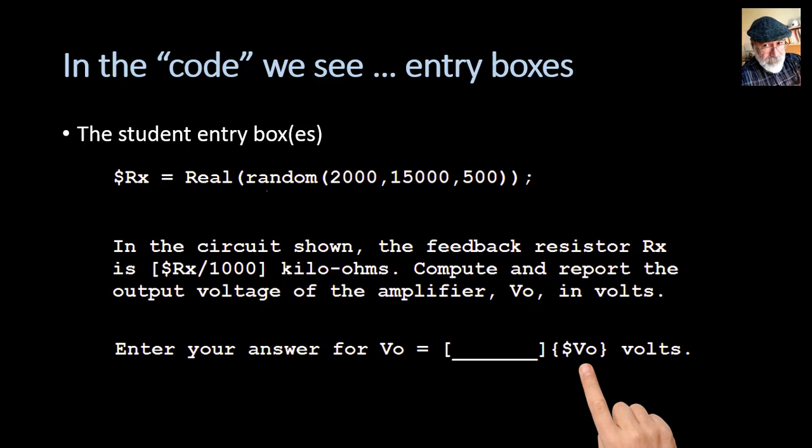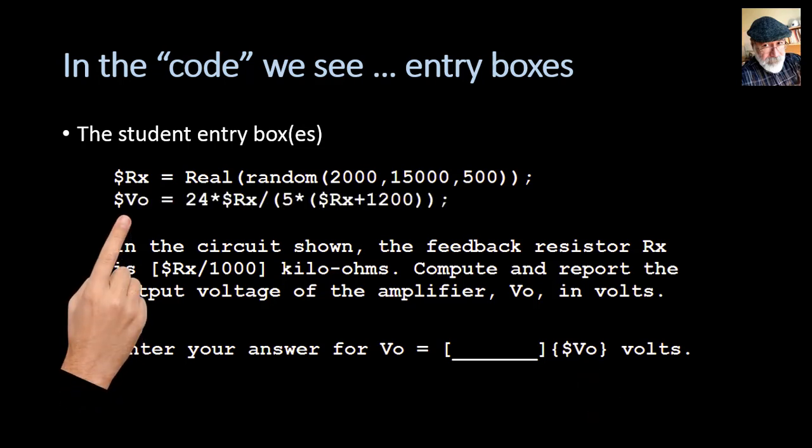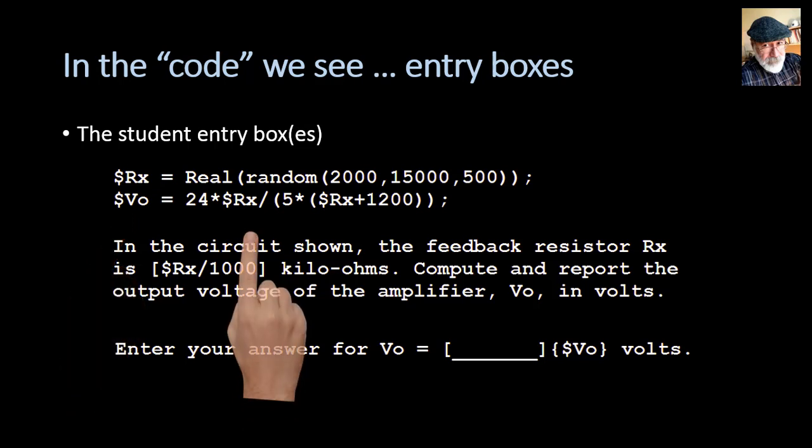So we have to write, for the sake of WeBWorK, how to compute the value of V0 as a function of the randomized variable Rx. That is how the answer is computed, and WeBWorK will compare the student's answer with that one and credit some marks or not. What about the figure?